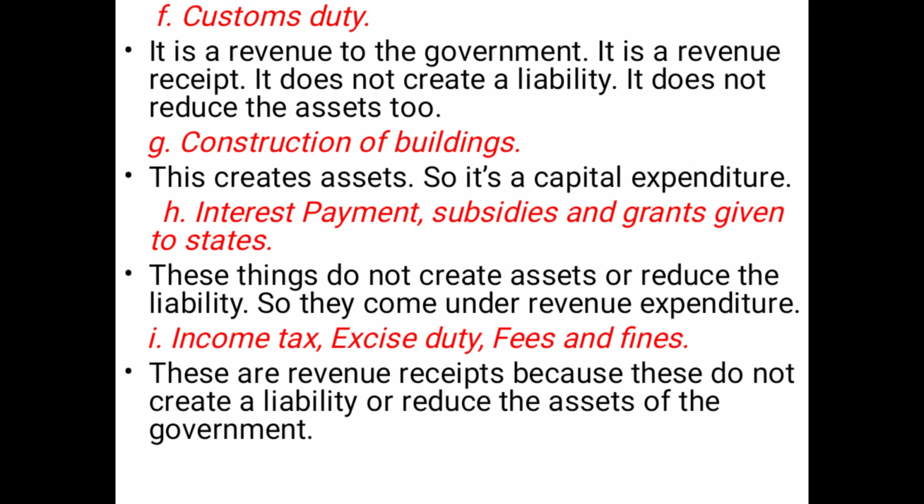So the construction of building, if we are talking about, it creates an asset for the country. So it is a capital expenditure. And if we are talking about the interest payment, subsidies and grants given to state, these do not create assets nor reduce the liability, so they come under revenue expenditure. And the last one is the income tax, excise tax, fines and duties. As we already discussed in the above slides, the tax is the ultimate source of revenue for the government. So these are revenue receipts because these do not create a liability or reduce the assets of the government.